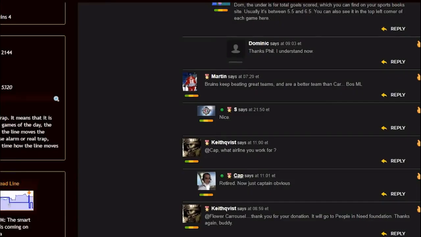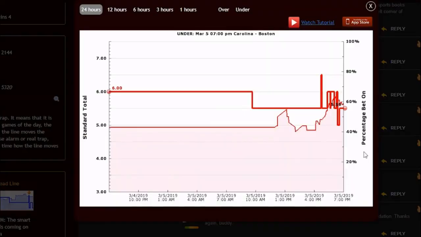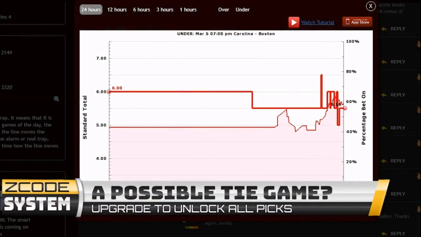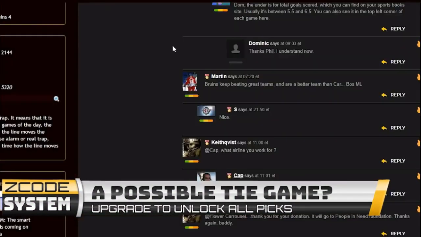So let's check the totals. So the total opened at 6, and then it went to 5.5. There's no clear picture about the total, so I can't make a clear prediction about the total of this game. So if I have to bet with a gun to my head, then I can call this game a possible tie and a game that can go into overtime. And I place a bet on Carolina plus 1.5 spread.